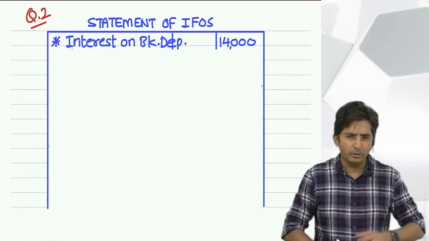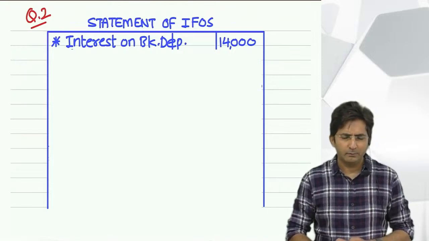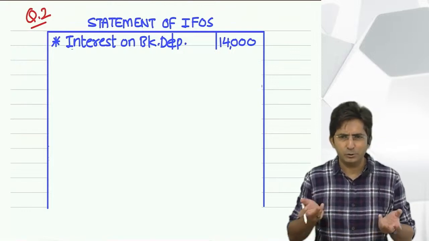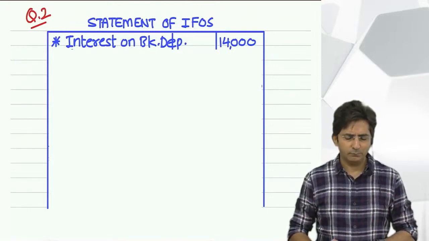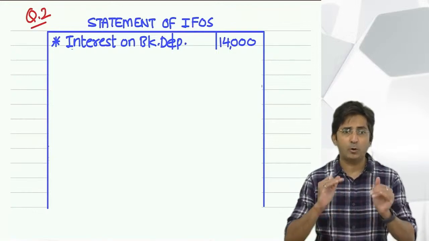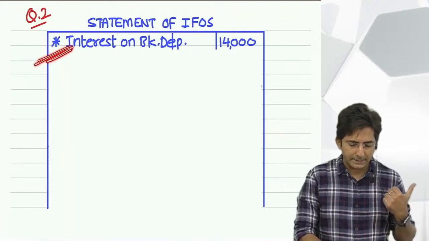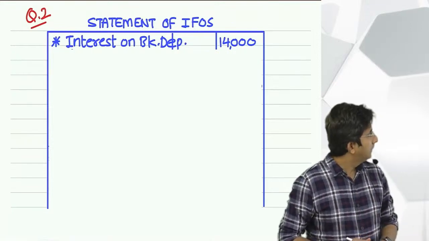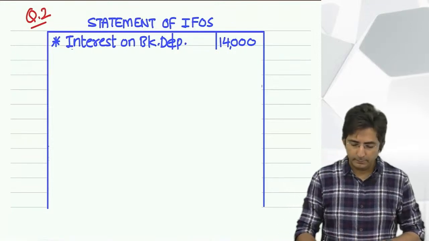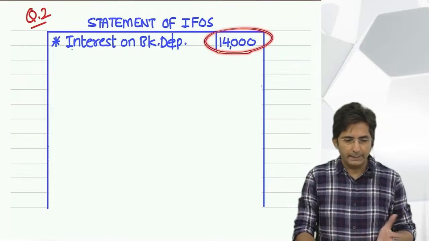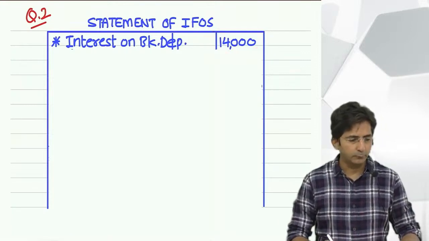Yes, you can put numbering also, 1, 2, 3, 4 like that, whatever is comfortable. And even that is not necessary. It is just for your understanding, so you know how many points you have written. My way of pointing out is this asterisk mark. So, interest on bank deposit, 14,000, directly in the outer column because it is fully taxable.